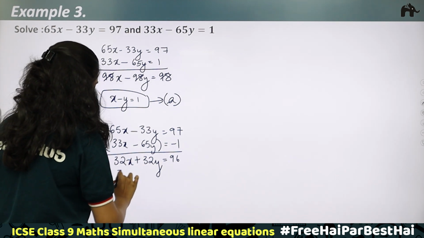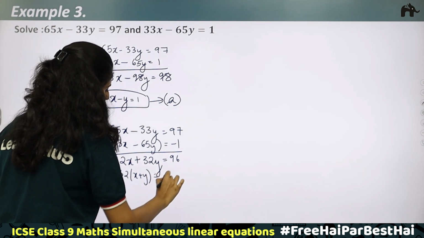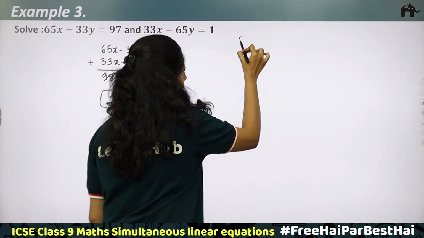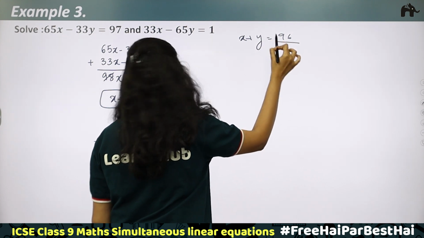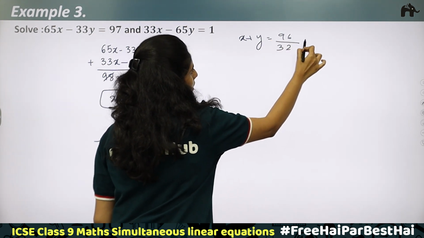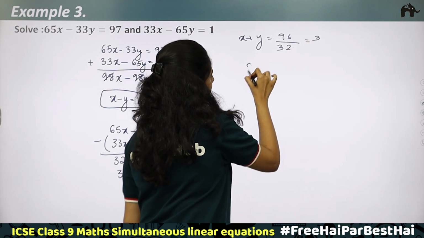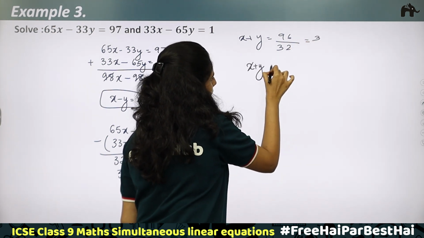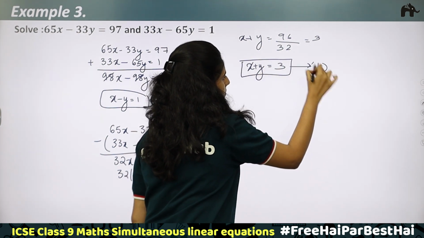Okay, so here you can write this as 32 into x plus y is equal to 96, which means x plus y is equal to 96 divided by 32. What is 96 by 32? You will be getting 3. x plus y is thereby equal to 3. We take this as equation B.